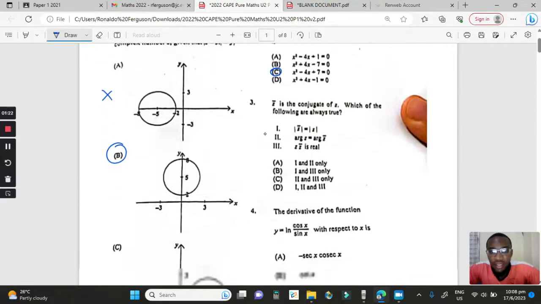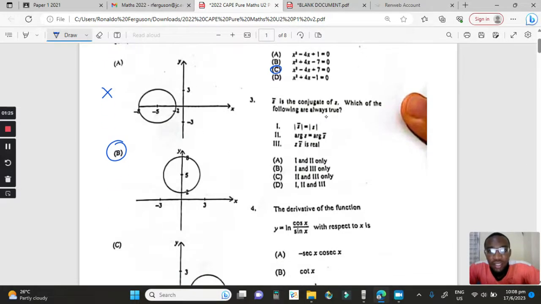Number 3, which of the following is always true? No, the argument, the modulus is going to be the same. So let's say you have 2 minus 3i and 2 plus 3i. Both of them are going to have the same magnitude. The arguments won't be the same. Now z times z bar is real. Yes, 1 and 3 is real. So anything with 2 is out, 1 and 3, B.